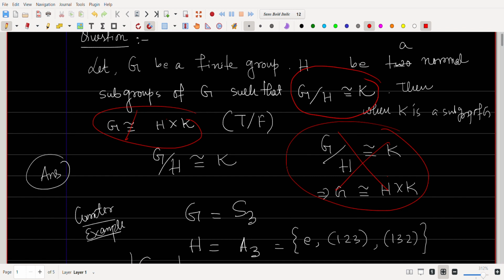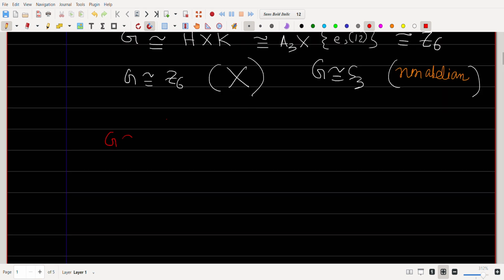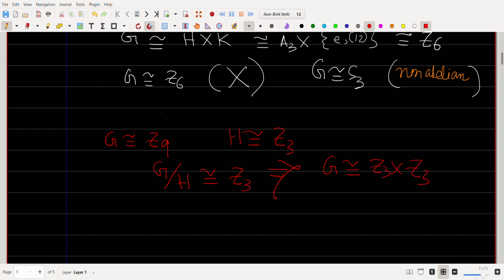Like you can take Z9 and take the subgroup to be isomorphic to Z3. You take G isomorphic to Z9, H isomorphic to say Z3, then G mod H is also isomorphic to Z3. But then this would imply G is isomorphic to Z3 cross Z3. But this is non-cyclic, right? This is non-cyclic, but G is cyclic. Hence, this is a contradiction. So that's why you can make many examples of this type.